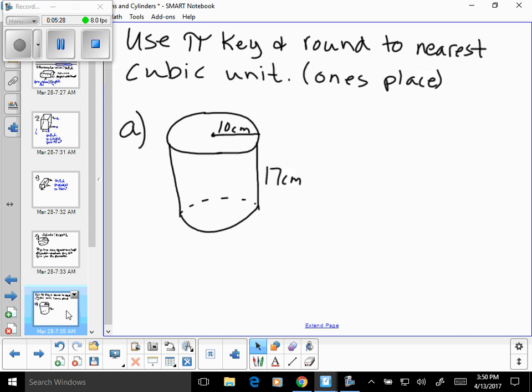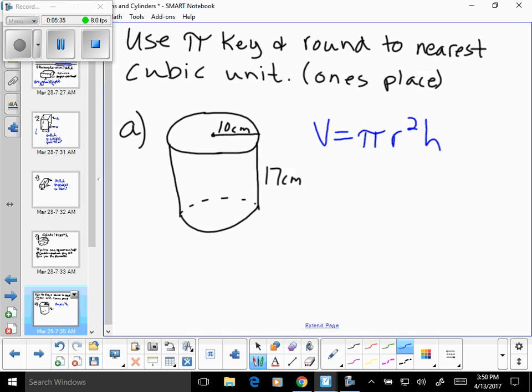Again, we are going to start by writing out our formula. Volume equals pi r squared h. We leave it as pi because we're going to use the pi key. Now, I have a tendency when I write this out to just put 10 times 10 times the height of 17. And probably that helps me to remember that I'm supposed to have a cubic unit because I'm taking three numbers, 10 times 10 times 17.